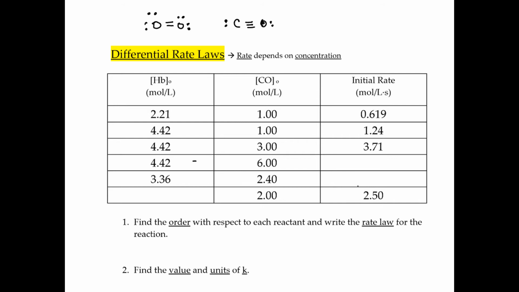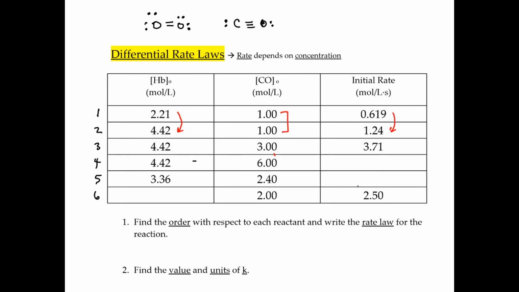Now, what we're going to do is several experiments here, and we're going to call these experiment 1, 2, 3 over here. And we're going to notice experiments 4, 5, and 6 are missing some numbers. So we're going to first focus on the ones with all the numbers there. In experiments 1 and 2, the difference here is that we doubled the amount of hemoglobin, but we kept the same concentration of carbon monoxide. And let's look at what happened to the rate.